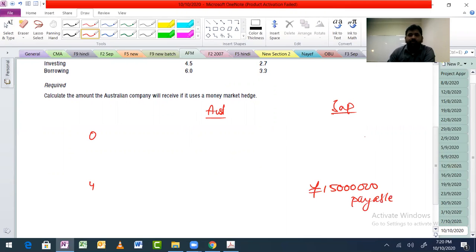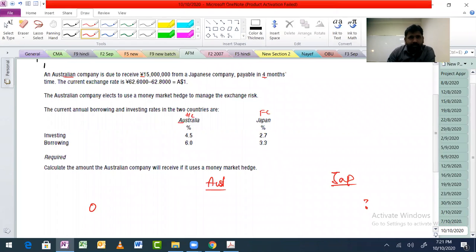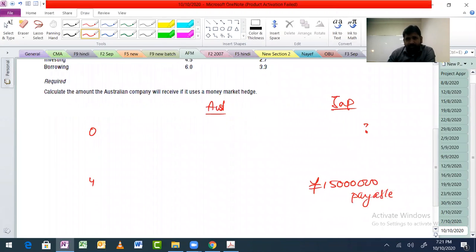So now what should I write here? Receive, I mean borrow or deposit? I think it's 15 million receivable after 4 months. Yes, due to receive. The Australian company is due to receive this yen from a Japanese company, and the Japanese company should pay it in 4 months. Very good, brilliant writing. So we have a receivable over here.